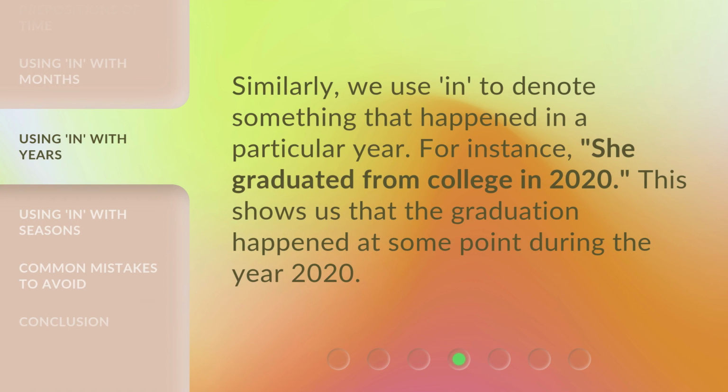Similarly, we use "in" to denote something that happened in a particular year. For instance, "She graduated from college in 2020." This shows us that the graduation happened at some point during the year 2020.